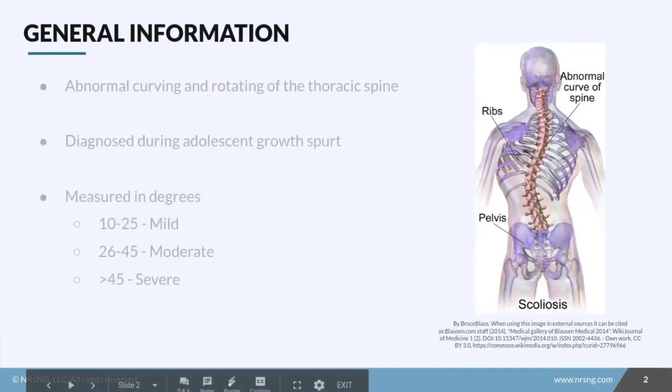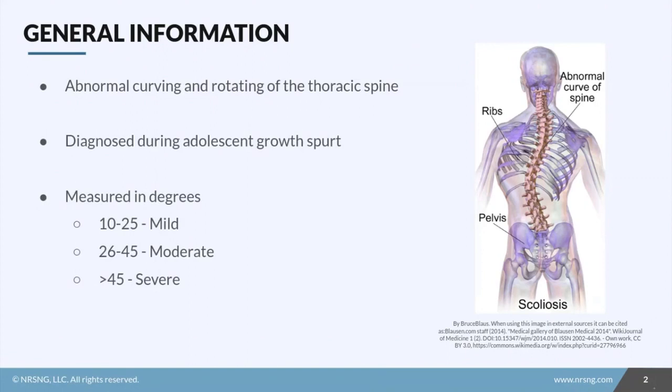In this lesson, we are going to be talking about scoliosis. It's a pretty straightforward diagnosis, so we should be able to cover it pretty quickly. Scoliosis is diagnosed when there is abnormal curving and rotating of the thoracic spine.